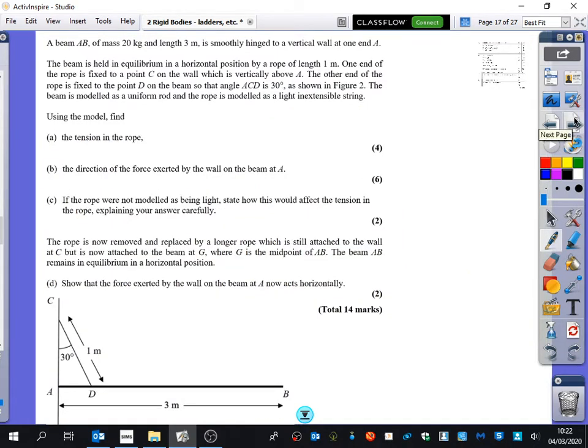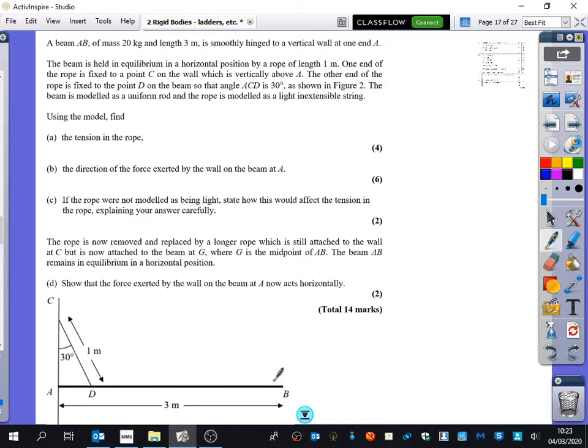Okay, this is an unpleasant question. So let's do it. This is one of the new specification questions, so this is the kind of nasty thing they want to be able to do. It's got lots of information for us to read through, but it's basically all in this diagram that we've got here, okay? It says a beam AB of mass 20 kilograms and length 3 meters is smoothly hinged to a vertical wall. So it's kind of being hinged into a wall like this.